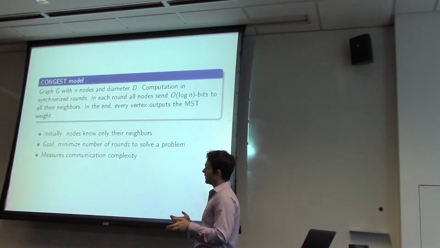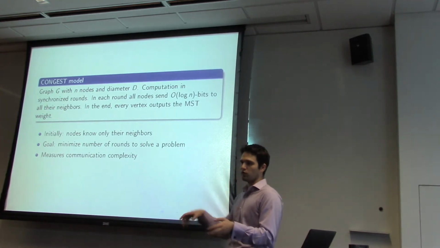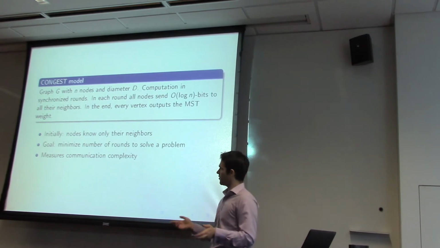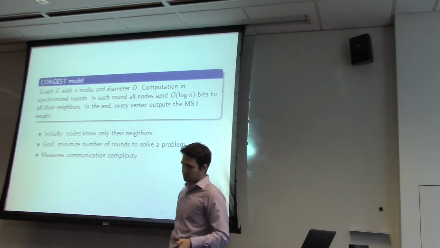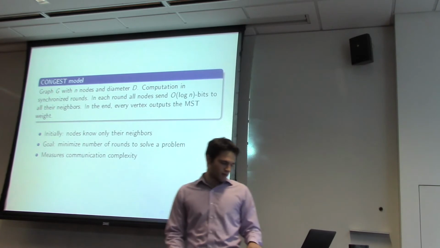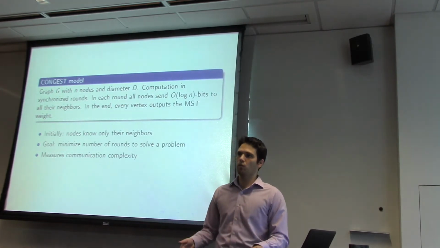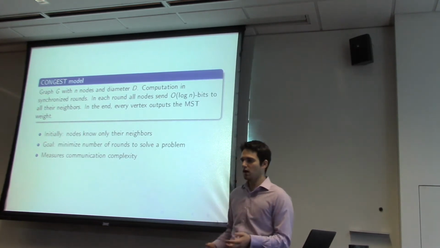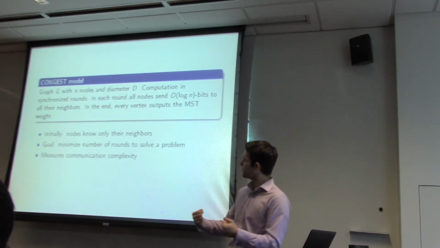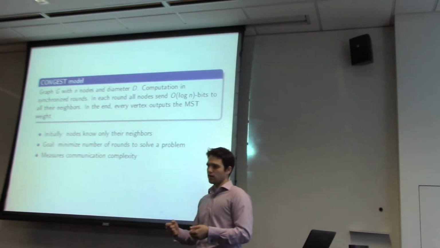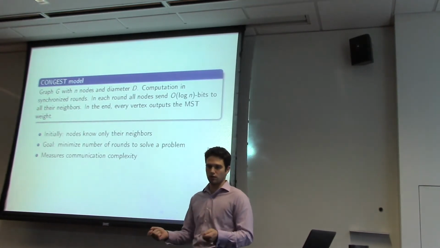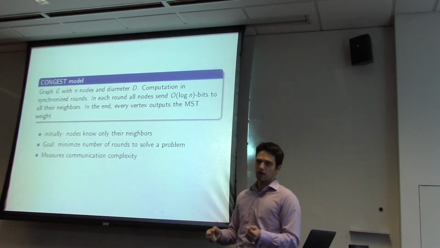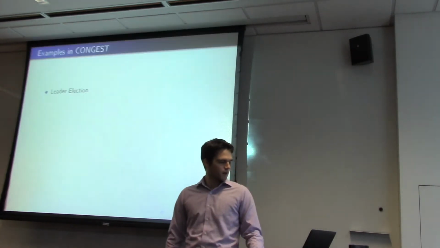So initially, the nodes are very stupid. They only know their immediate neighborhood, nothing else. You want to minimize the number of these synchronous rounds to solve a problem. And as you can see, this is more of a problem of information complexity, communication complexity. Because the main deal here is how to actually communicate such a strong and complicated problem in this logarithmic number of bits per round. Okay, so let's build some intuition.